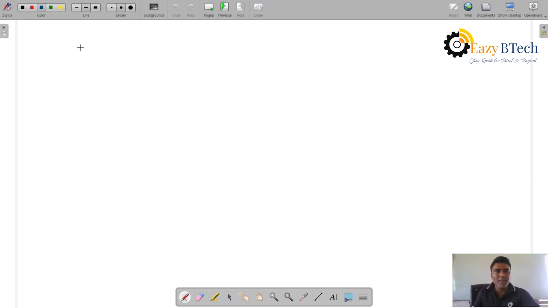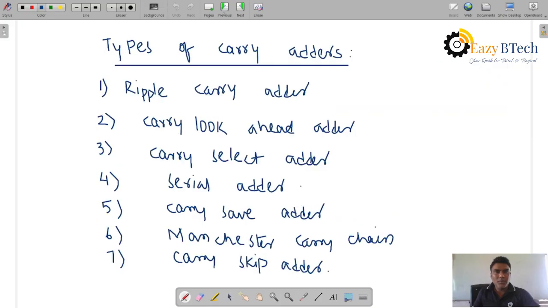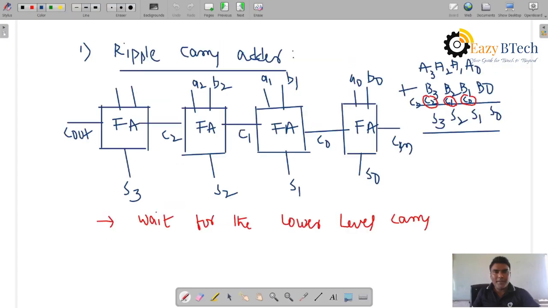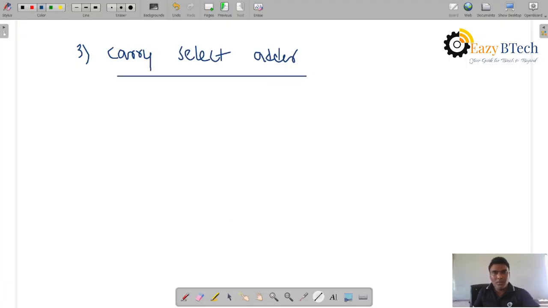Let us see the next level carry. So what is the next one? The next one, the third one, is the carry select adder. It is another type of selection of carry. Carry select adder: it is selection of carry 0 or carry 1.